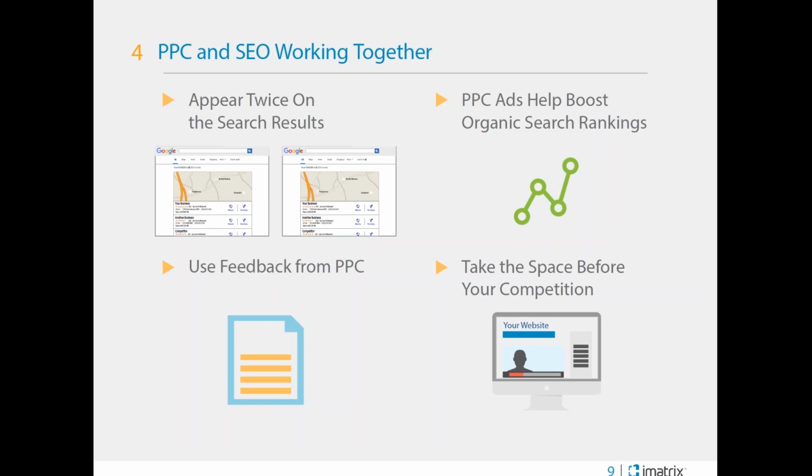Use the immediate feedback from your PPC campaign to test keywords and messaging and use those findings to improve your long-term SEO strategy. So this is something I love. We can use a pay-per-click campaign for immediate results. What long-tail keywords are working for us? What areas are working for us?